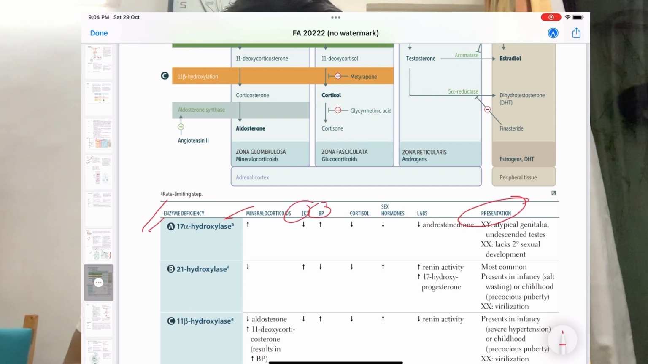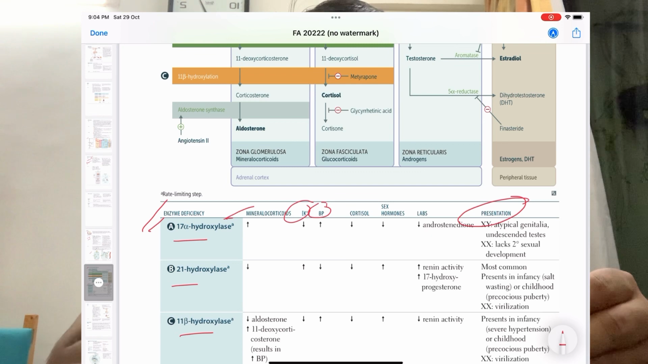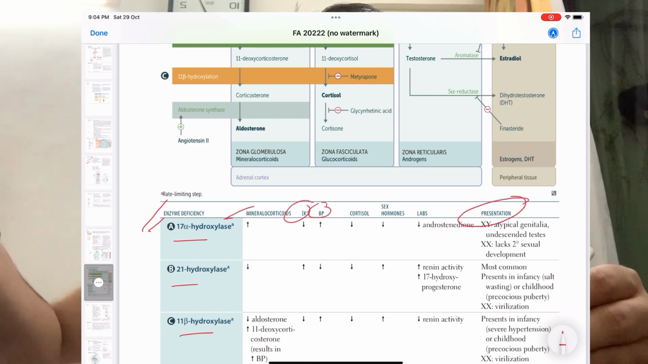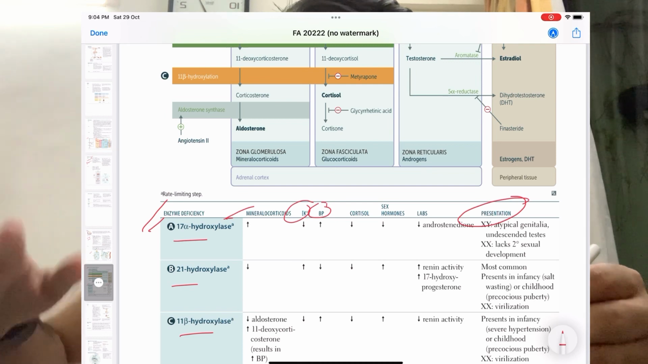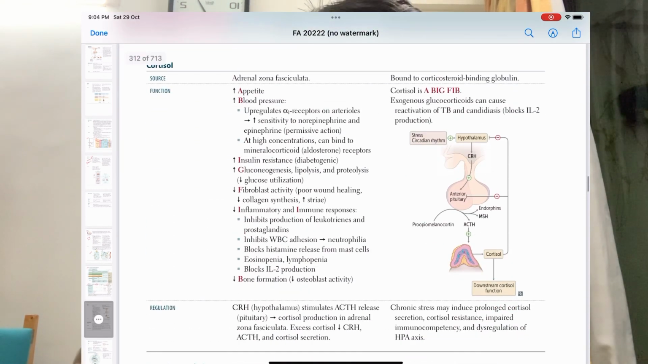Only the three disorders: 17 alpha hydroxylase, 21 alpha hydroxylase, 11 beta hydroxylase. Remember the features, remember how to identify them. You can see the boards and beyond, and this is very important. Just do it. Moving ahead to the cortisol part.